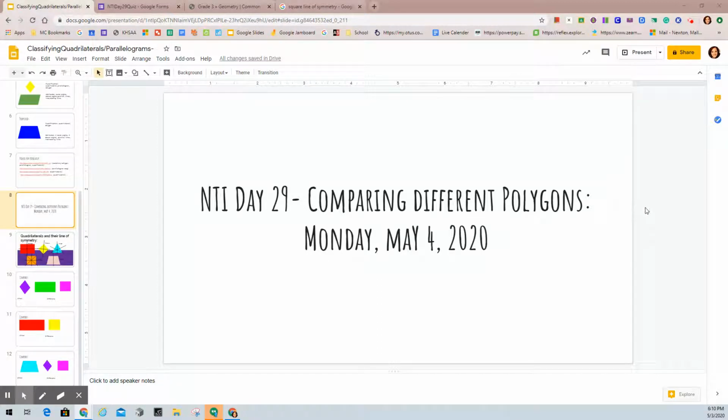We are looking at NTI Day 29, and we're finally moving into what the standard defines as what you truly need to know as a third grader for geometry. This is probably the most important thing that you can learn from geometry. But you have to take all the knowledge that you've learned the past couple of weeks and apply it here. So you got to really engage your brains. So we're looking at comparing different polygons.